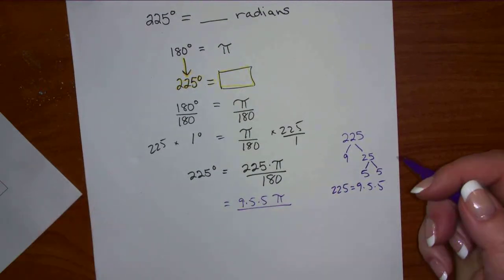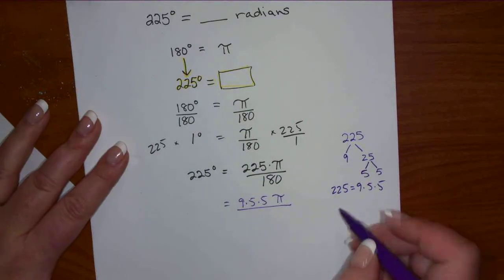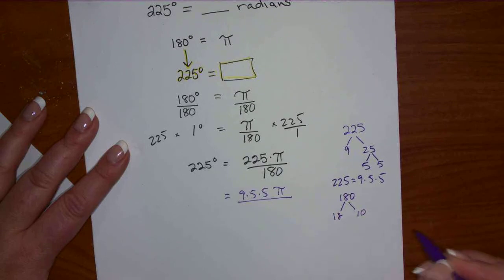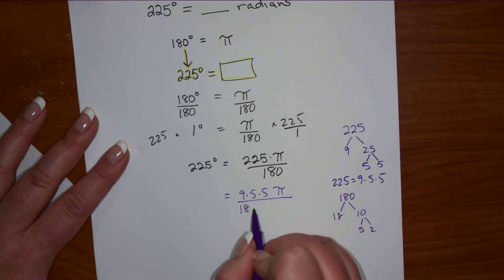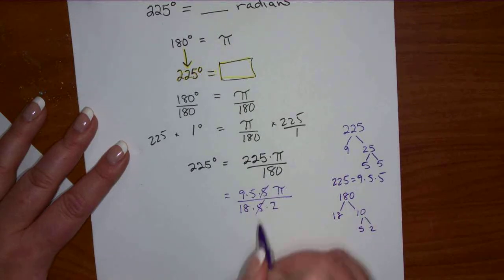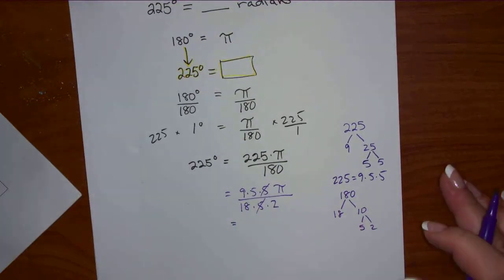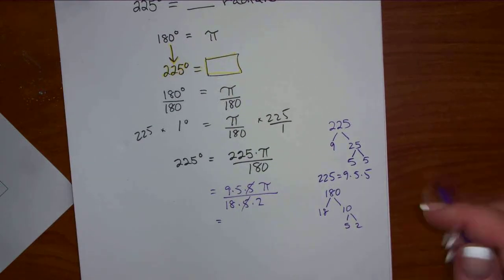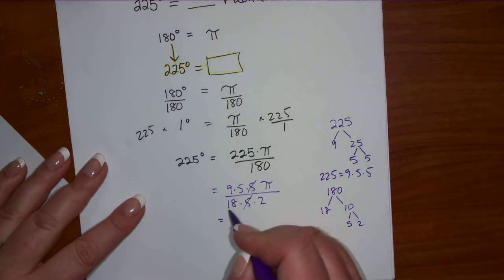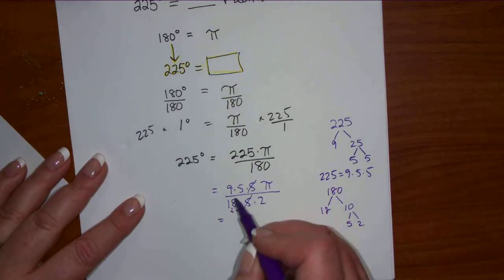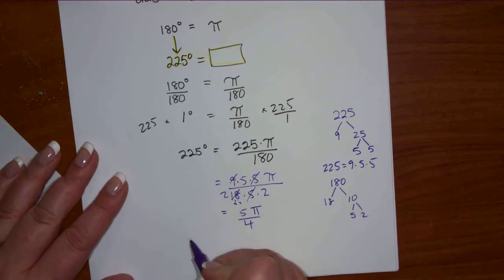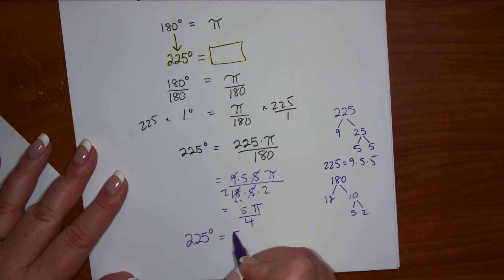What about 180? Well, 180, you could do long division again, but I would probably do 18 times 10, and 10 is what? 5 times 2. So 180 is 18 times 5 times 2. That allows me to cancel out a 5. Will anything else cancel? Look at what we have left. The 9 and the 18, won't they? How many will we have left? A 2, right? Because this is 9 and 2. So we'll have a 2 left. On top we have 5 pi. On the bottom we have 4. So 225 degrees is equal to 5 pi over 4.